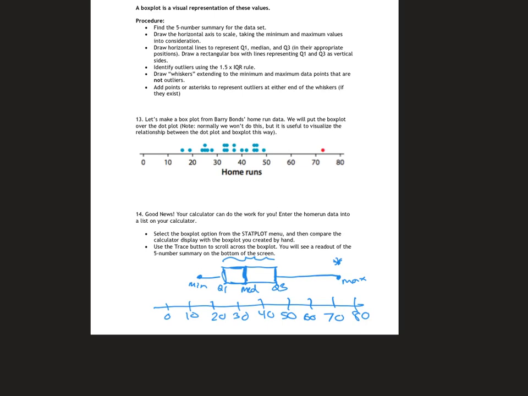And then you'd do the same if there were any outliers on the min side or on the low side. Anything that's an outlier is starred, and then your whisker extends to the lowest that's not an outlier, or the highest that's not an outlier, depending on what side you're on.